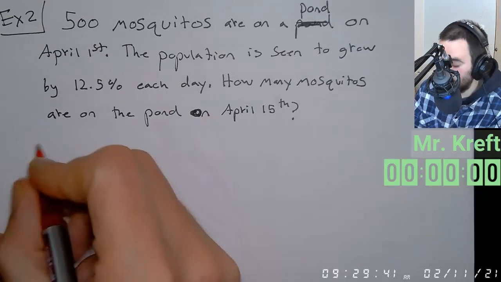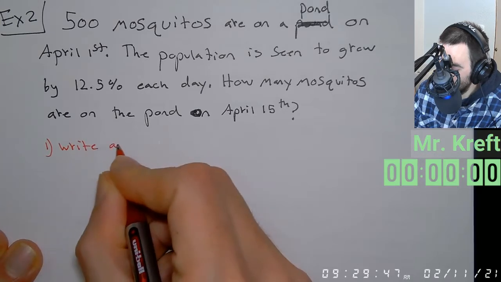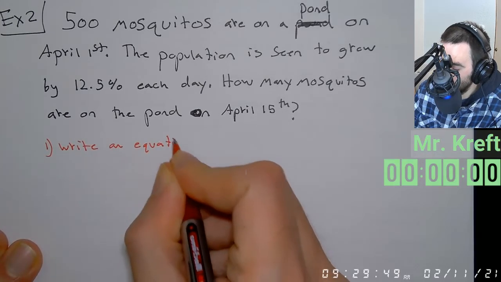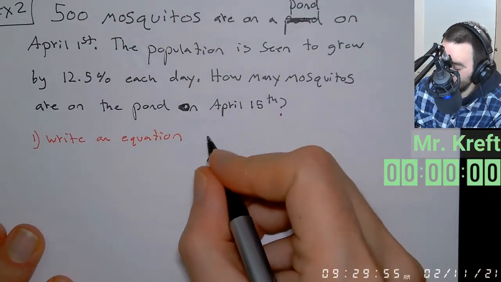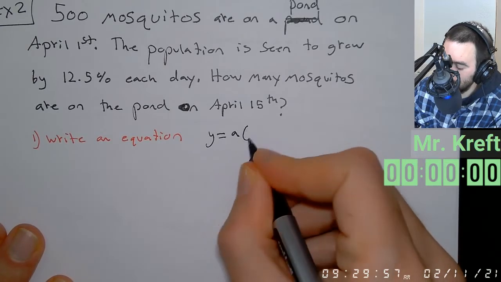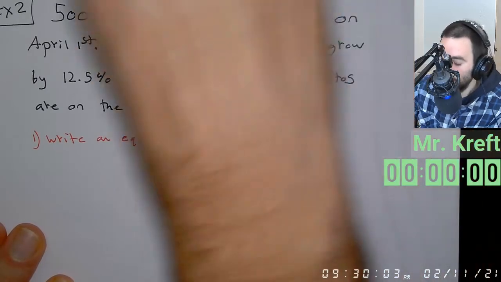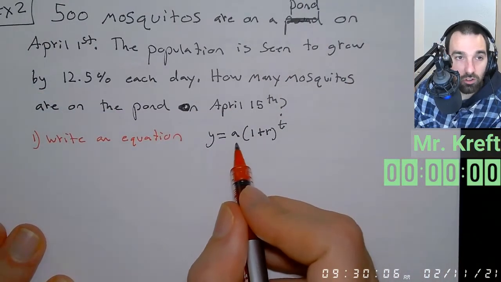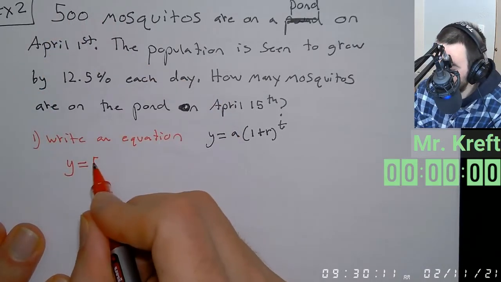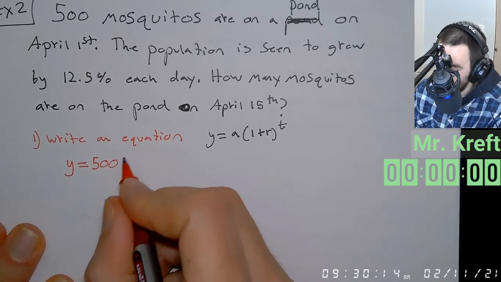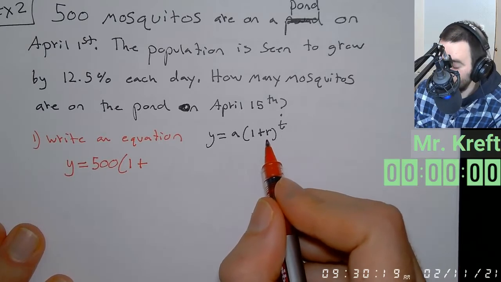Okay? So the first thing I'm going to do is get an equation, right? So remember, my equation is going to look something like this. And I always like to write this down because if you don't have it memorized, then you're going to forget it, right? So I'm going to start here with an initial amount. I think my initial amount is 500 mosquitoes. So I'm going to have 500. And then I'm going to multiply that by 1 plus, and then I'm going to have a rate, but it has to be a decimal.